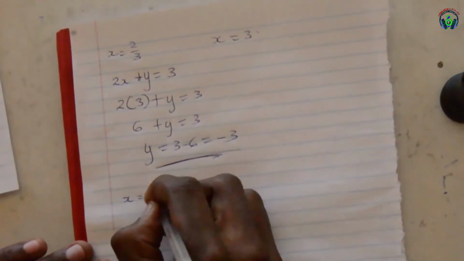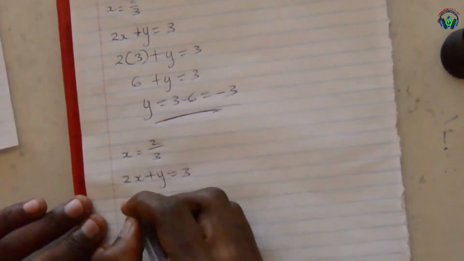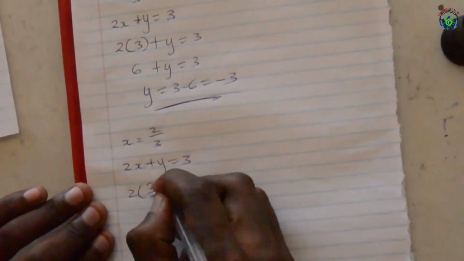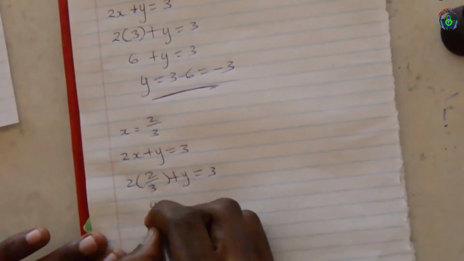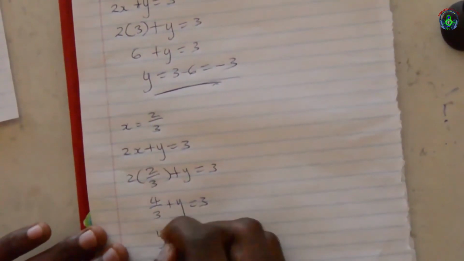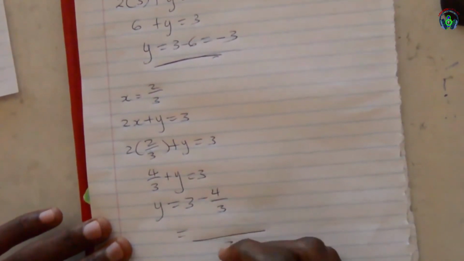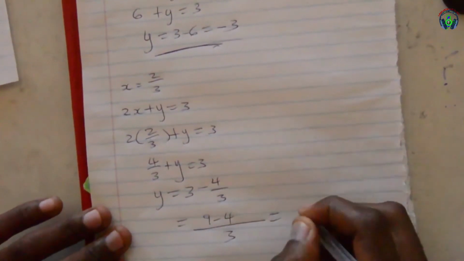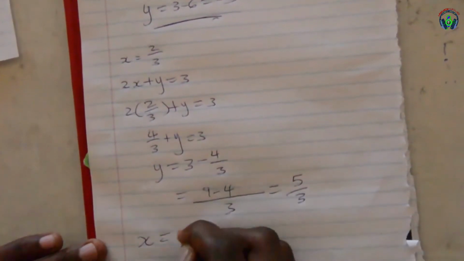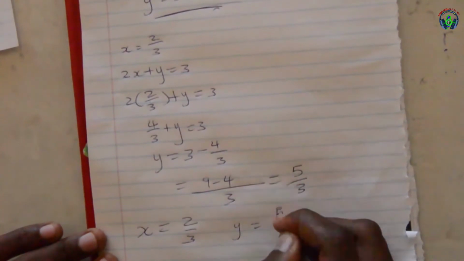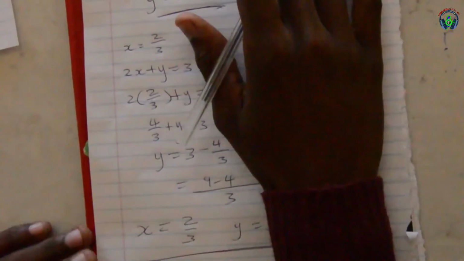Let's go to x equals 2 over 3. The very same steps, substitute back into the equation. 2 into 2 over 3 plus y equals 3. We have 4 over 3 plus y equals 3. So y is 3 minus 4 over 3. 9 minus 4 becomes 5 over 3. So when x is 2 over 3, y is 5 over 3. And we solved for x and y simultaneously.